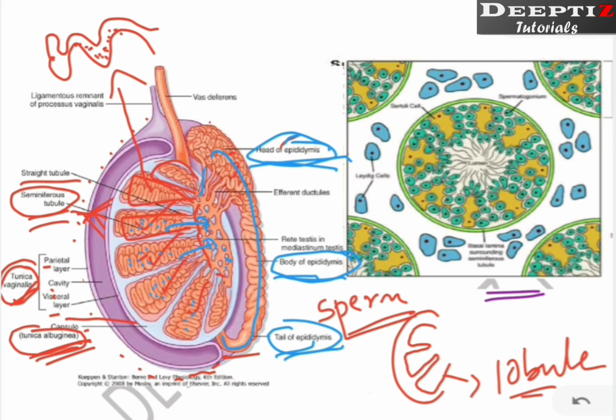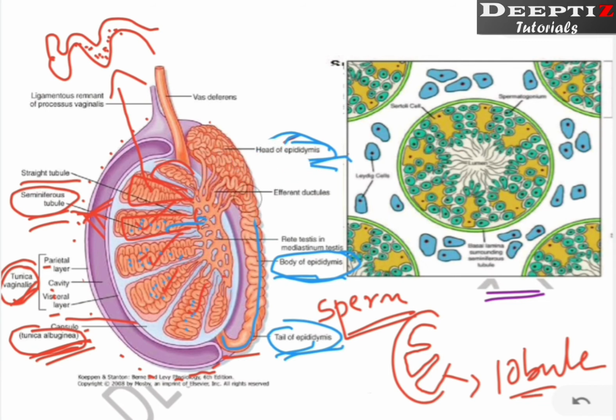Since this is a long structure, when the sperm which was not completely developed travels through this area, it is going to develop, and sperm will be temporarily stored in this epididymis before it completely develops.